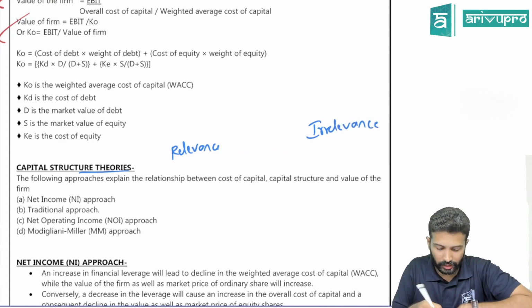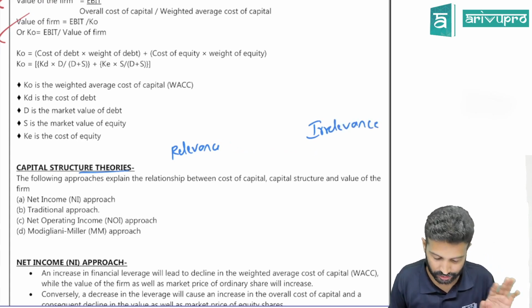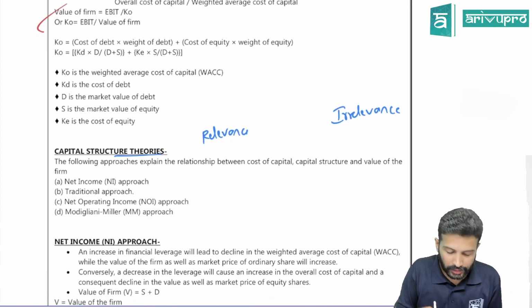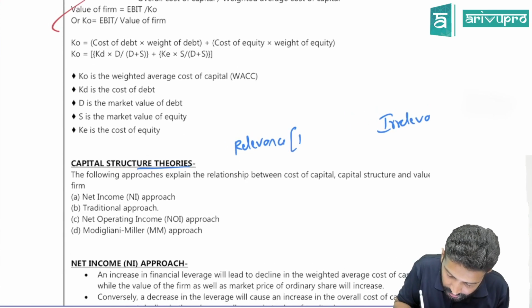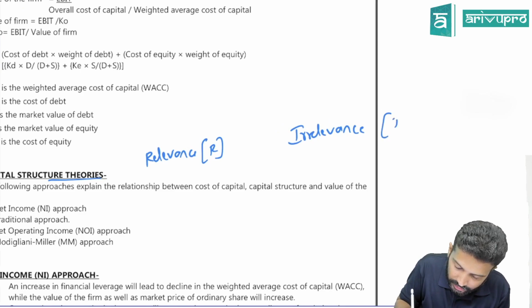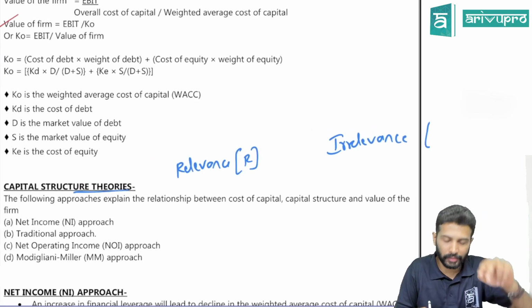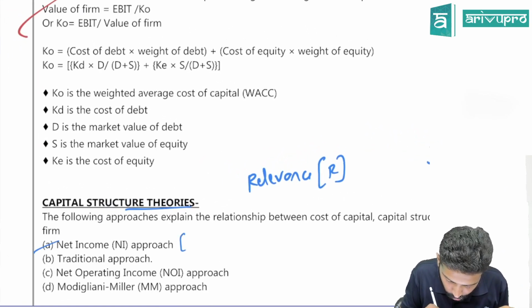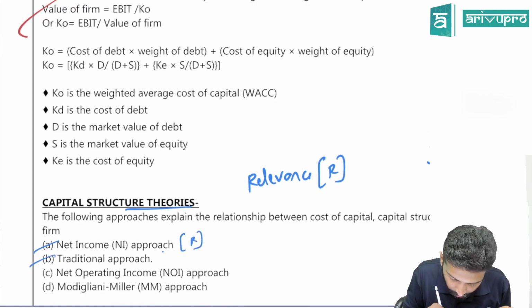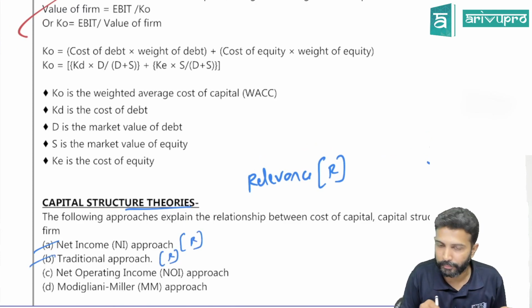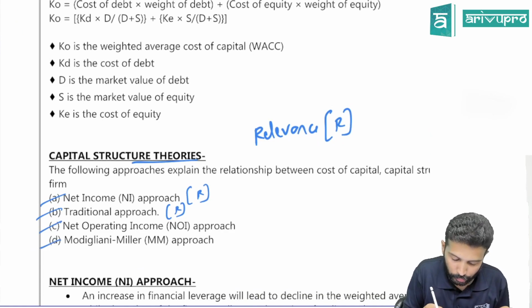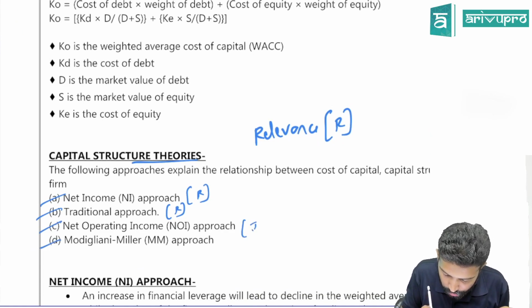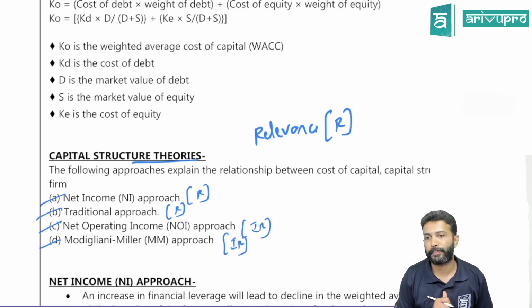Here they have given it individually, but it is not given over here. Relevance theory, I'll call it as R. Irrelevance theory, I'll call it as IR. There are two relevance theories: net income approach and traditional approach. These two are relevance theory. Under irrelevance theory, you have two more: net operating approach and MM approach, Modigliani and Miller approach.